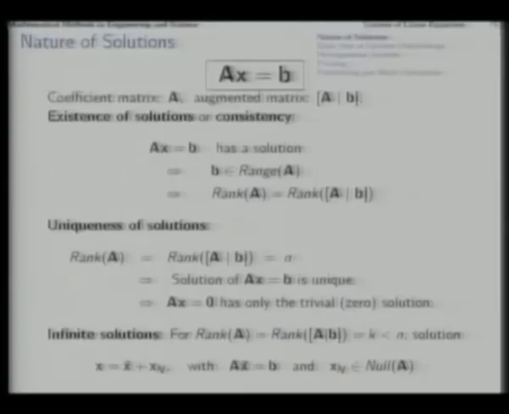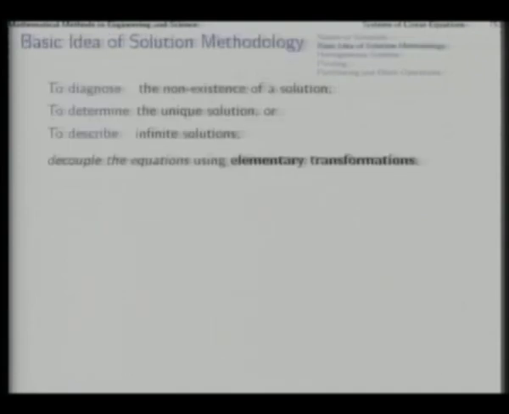So the basic idea for solving the system is that we have three small pieces of work. First, to diagnose if the system does not have a solution, we have to diagnose the non-existence of a solution. If the solution exists and it is unique, then we have the problem of determining that unique solution. That is an easy job.